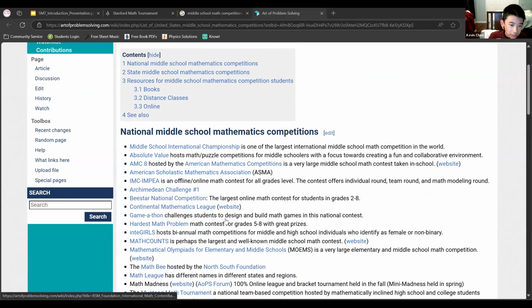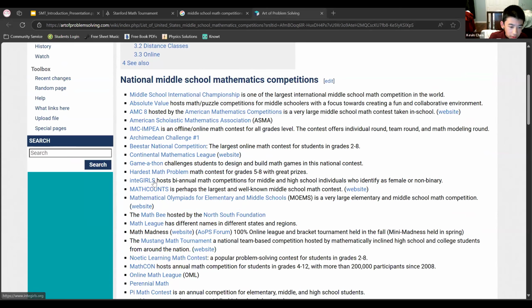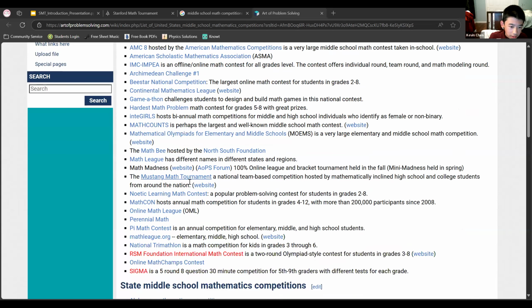So just a summary: AMC 8, Integral for girls, MATHCOUNTS, but that's only middle school. For elementary school, probably just AMC 8. Math League and Mustang Math Tournament, those three for elementary school students. Middle school students have a lot more flexibility though.